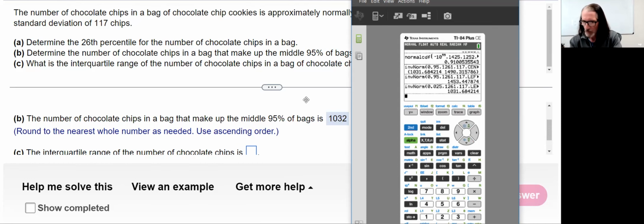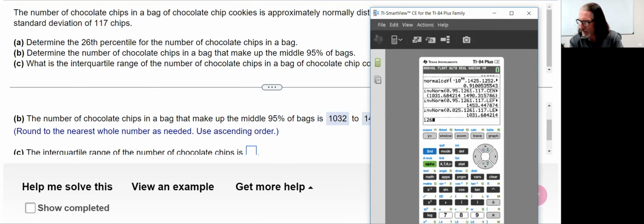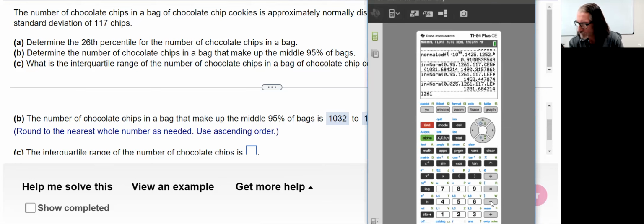To come up with the upper bound, since the mean was 1,261, I could ask how far away that score we just came up with is from the mean. And then add that result to the mean. And that will give me the upper bound of 1,490.